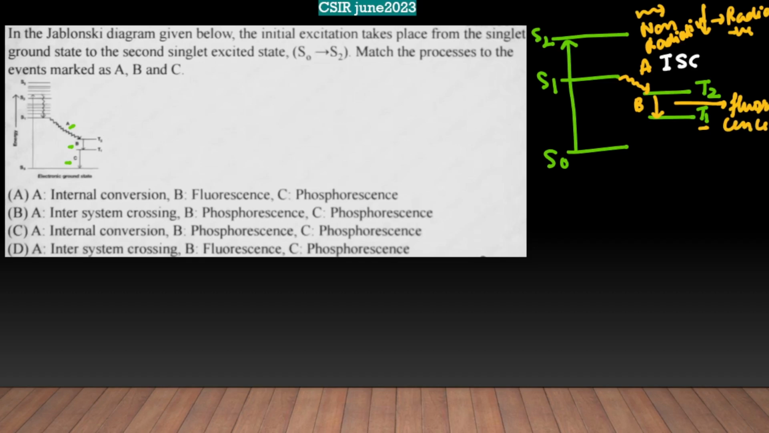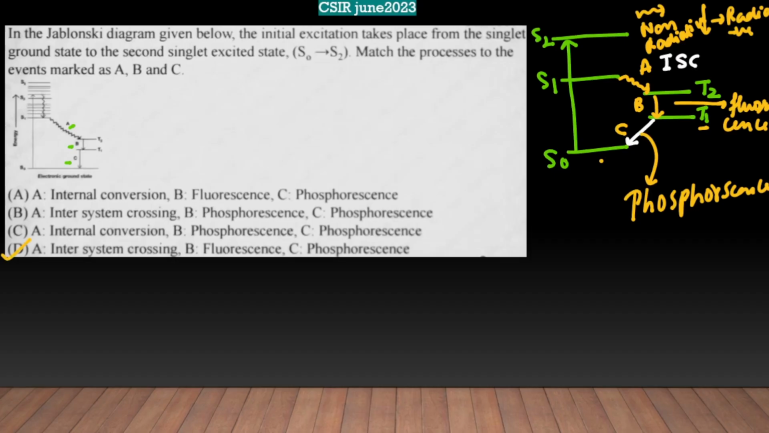In the next step, the particle is returning from the T1 to the S0 state. This is a radiative process, and the change of spin states is taking place. So this is called phosphorescence. So these are the processes. A is ISC, which is intersystem crossing, B is fluorescence, and C is phosphorescence. So ISC, fluorescence and phosphorescence, the correct answer is option D in this case.